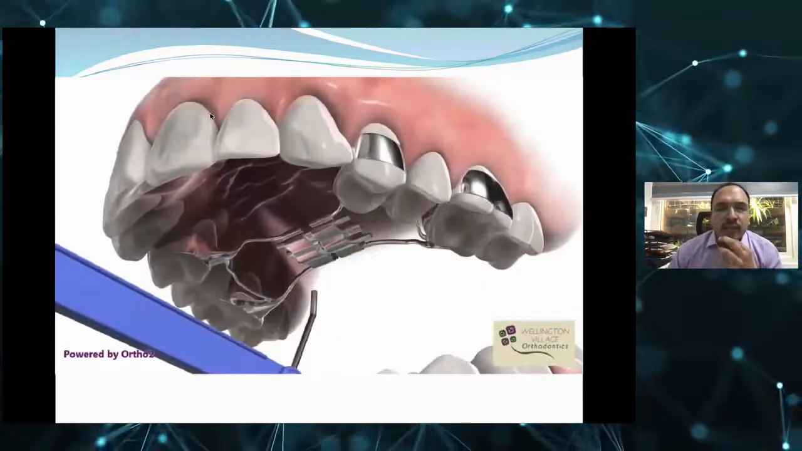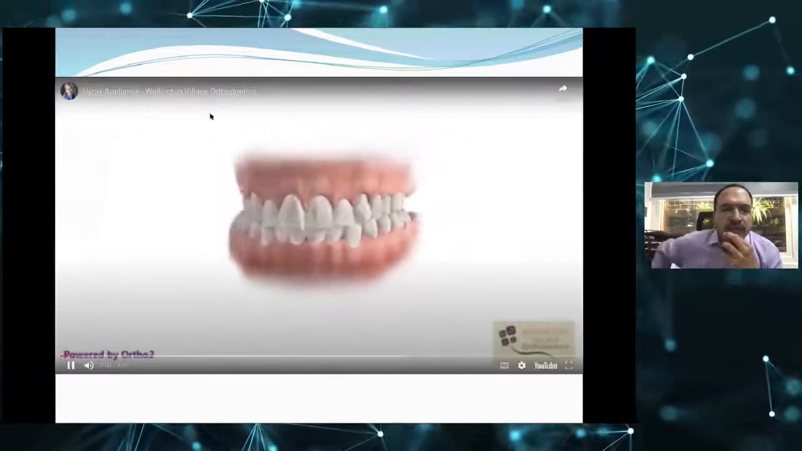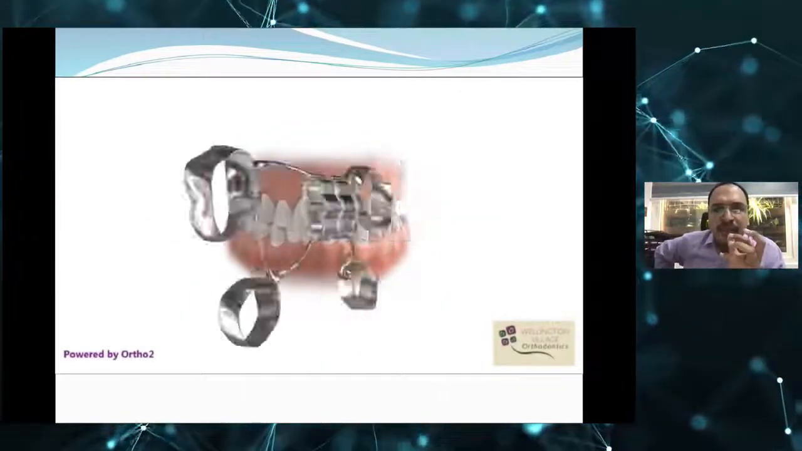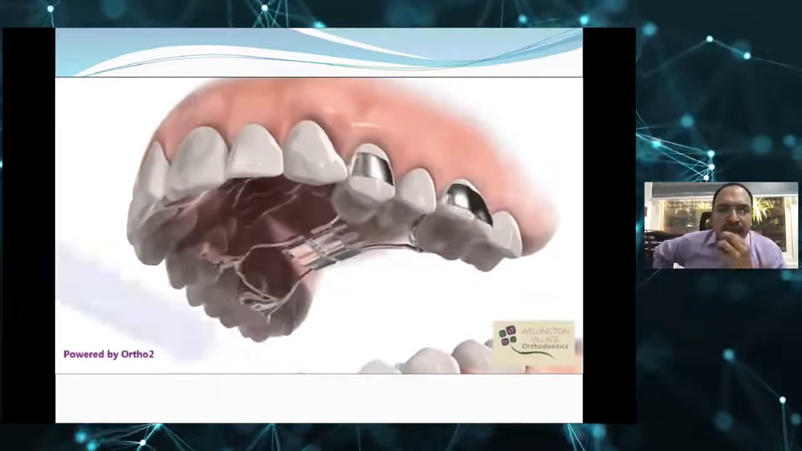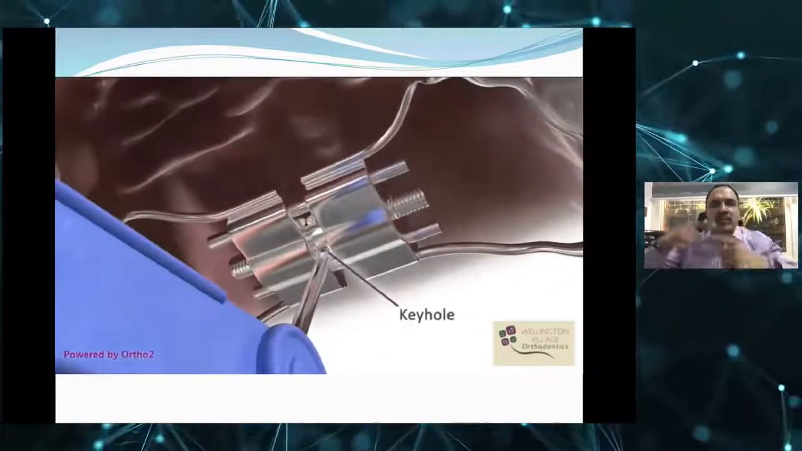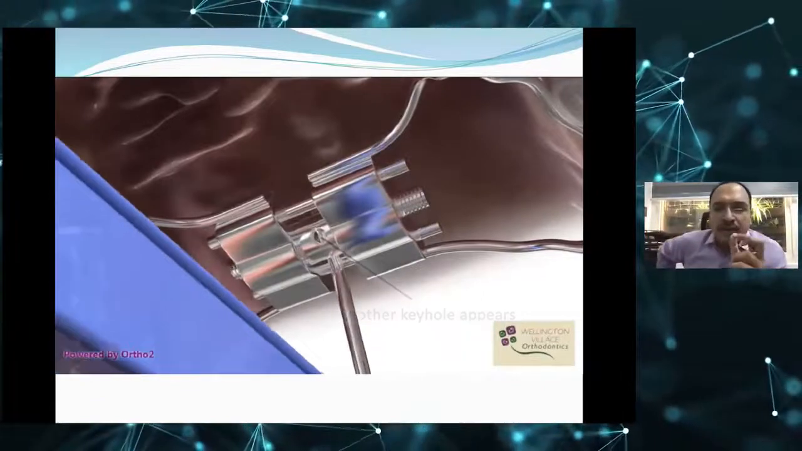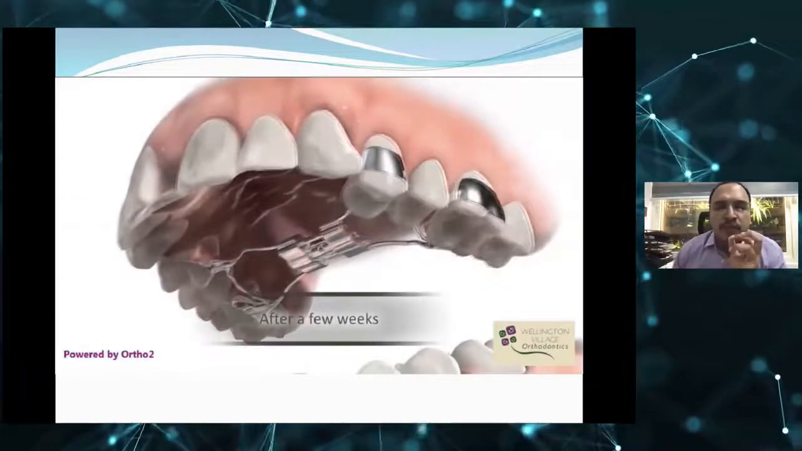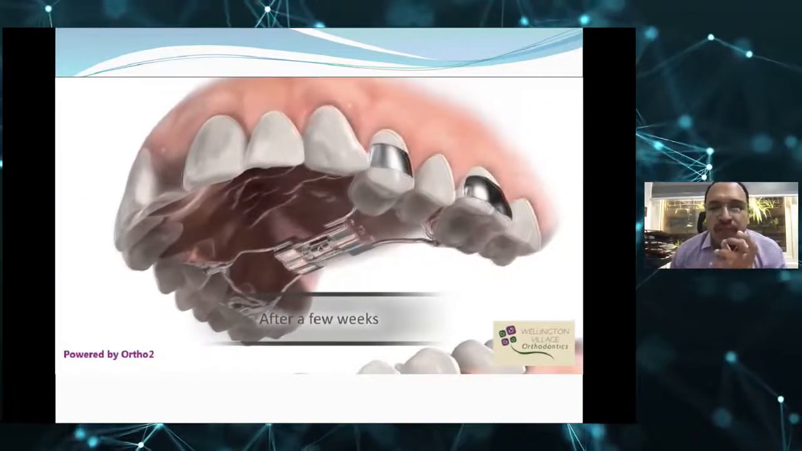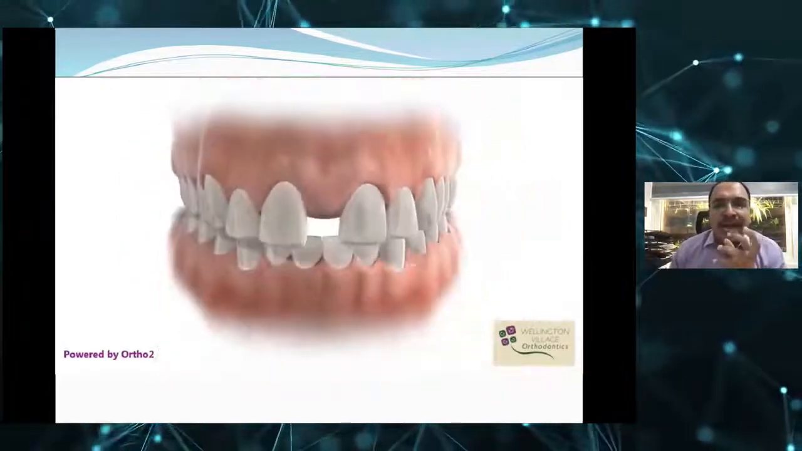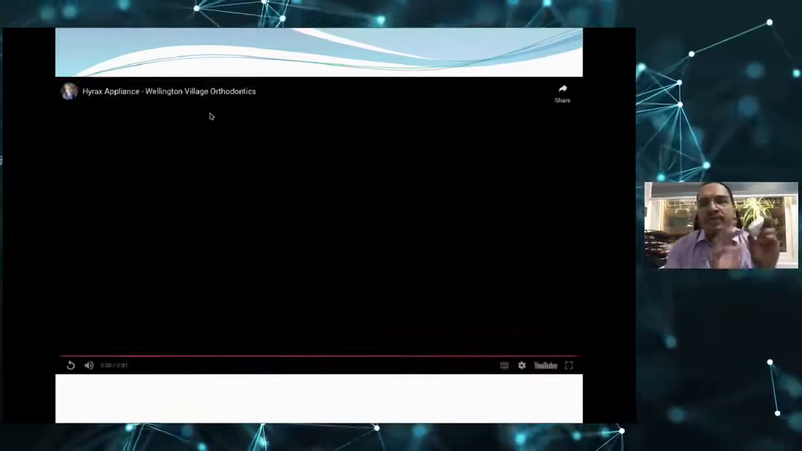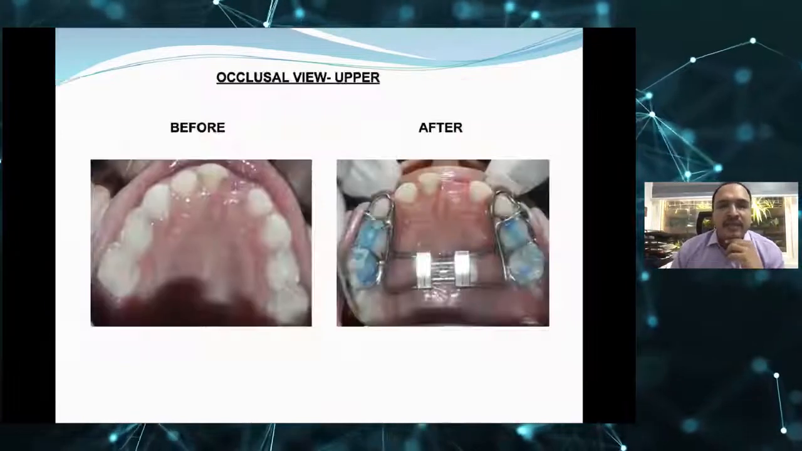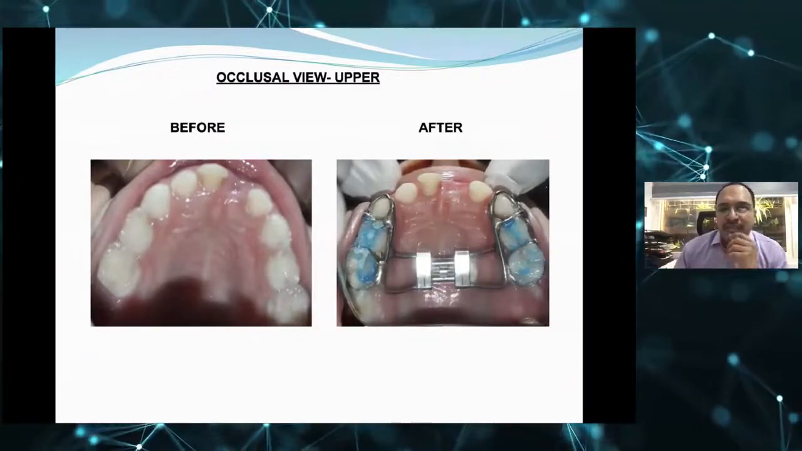This is a small video showing how the appliance works and how the crossbite gets corrected. There is a keyhole in this appliance which has to be activated with a small key. It is like a cartwheel with 3 holes, and every day we do 1 turn of activation. This is like distraction osteogenesis. Each turn gives about 0.25 mm of expansion. The total is calculated with a model: how much expansion is required and how many turns have to be done. This is before and after the expansion.